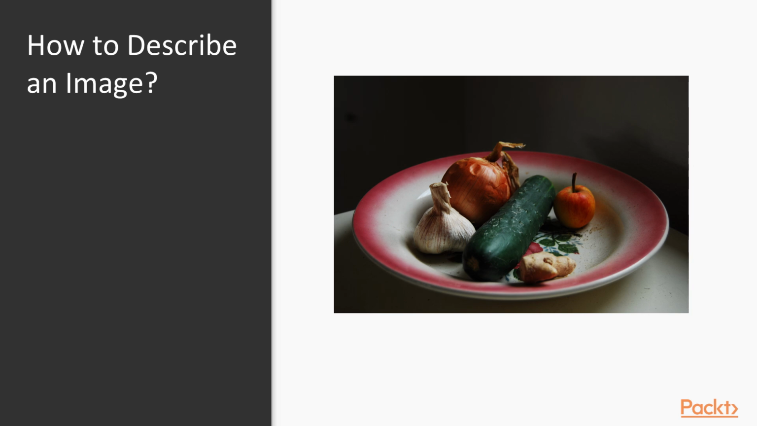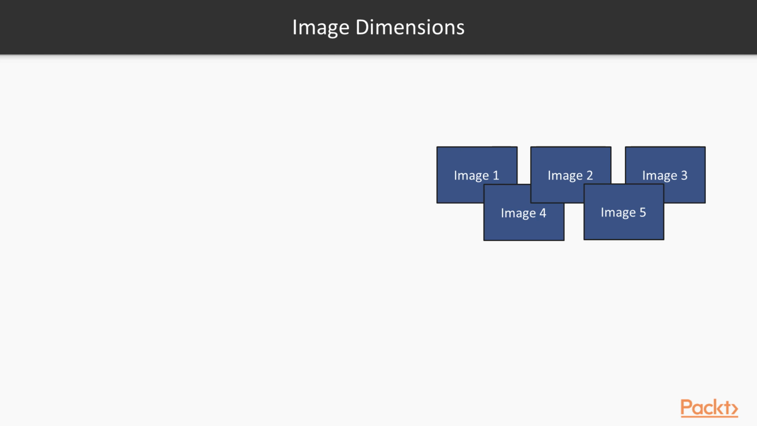But consider this image. If we wanted to classify the different items on that plate, it would be an interesting problem. So where do we start? Is it enough to make use of the width of the image or the color, or some other detail? How exactly do you describe an image? The first thing to note about image classification is that all our images will need to have the same dimensions.